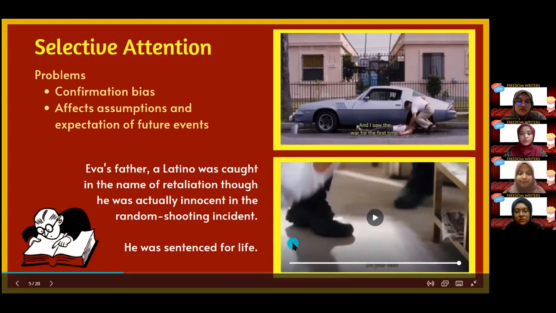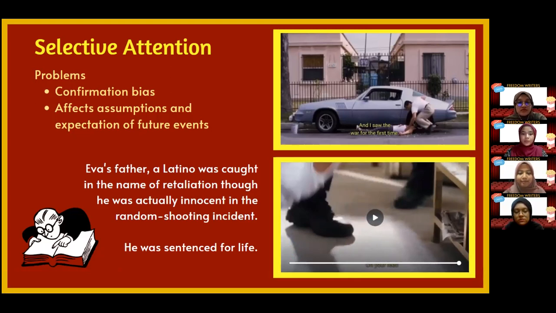As you have watched, Eva's father was abruptly caught and imprisoned for no solid reason. This proves that people will be selective in the information they pay attention to instead of understanding the truth. There are 2 problems that can occur in selective attention. The first one is confirmation bias. Confirmation bias is a concept where people unconsciously reject information contradicting their beliefs, decisions, values, and assumptions. They also will easily accept information that supports their assumptions.